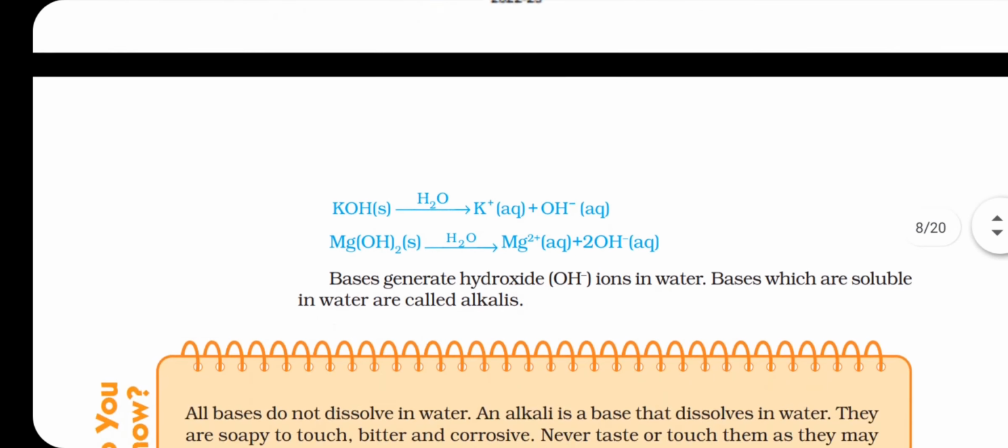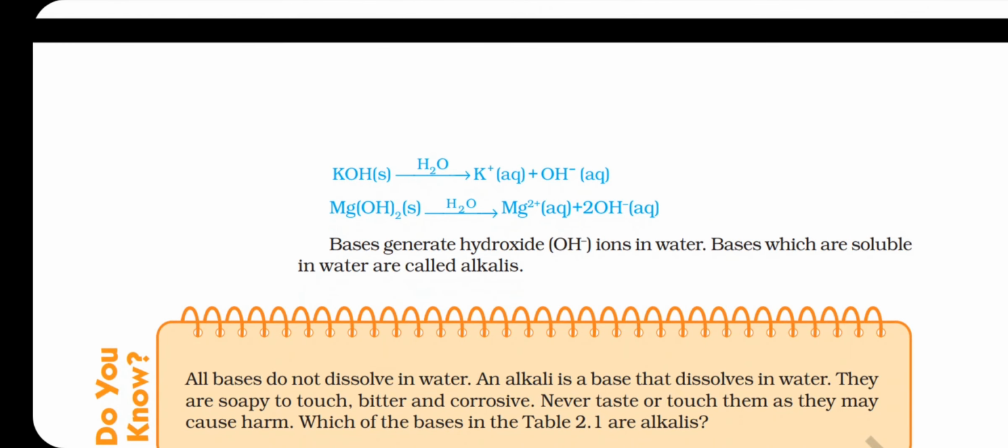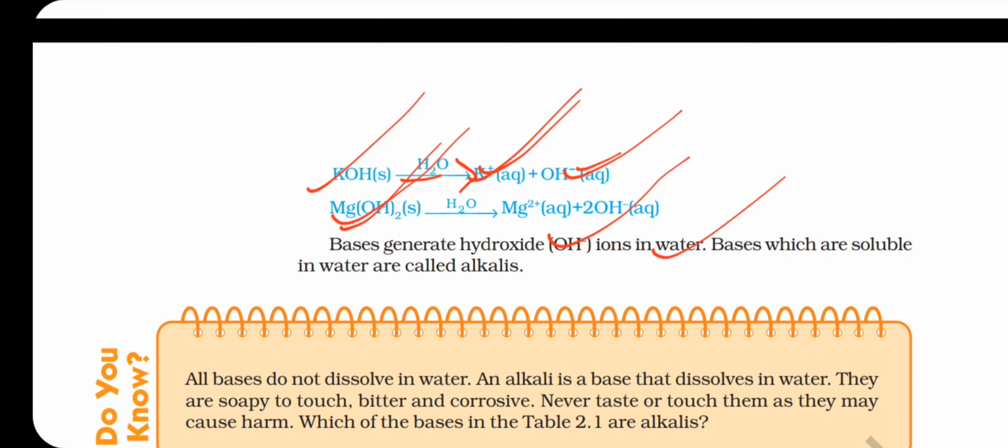Here a different example is given. Similarly, when potassium hydroxide is added to water, potassium and hydroxide ions are released. Potassium is the positive ion, and hydroxide the negative ion. The same is the case with magnesium hydroxide. So a base generates hydroxide ions in water. When a base is added to water, it generates hydroxide ions.